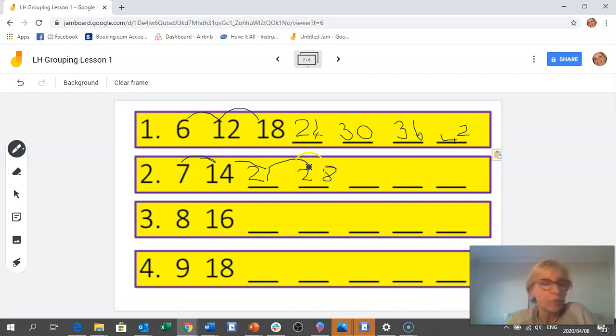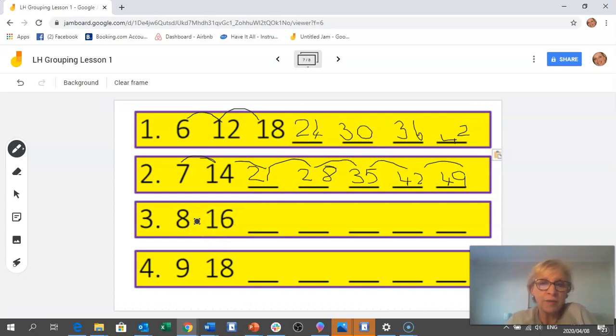Let's see if you can get the next one quicker than I do. 28 plus 7, 35. 35 plus 7, 42. And 42 plus 7 is 49. 7 sevens are 49. One of my favorite tables.